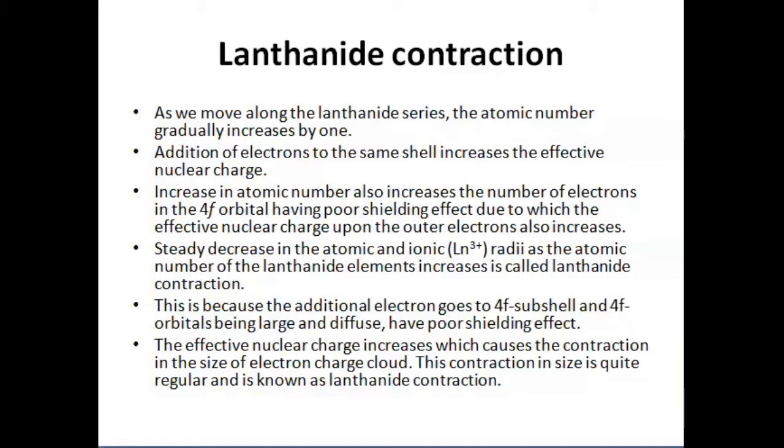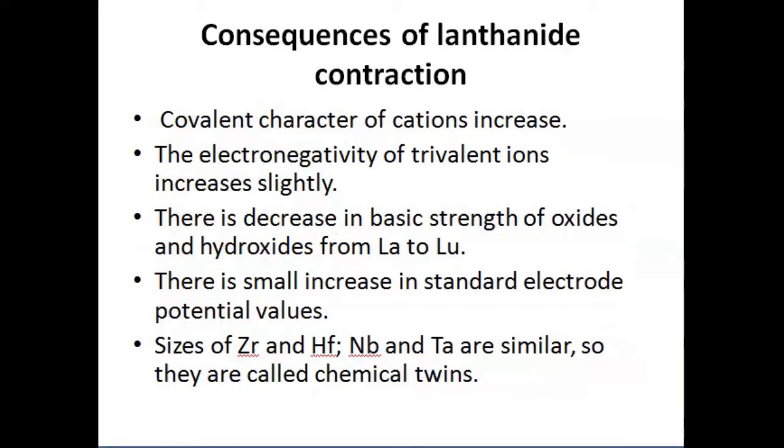And this is because the additional electron goes to 4f subshell, and 4f orbital being large and diffuse, they will have poor shielding effect. So the effective nuclear charge increases, which will cause the contraction in the size of electron charge cloud, and this contraction in size is quite regular, and we call it as the lanthanide contraction. So we are going to have certain impact of the lanthanide contraction, or consequences of lanthanide contraction.